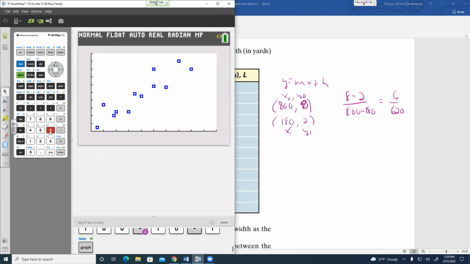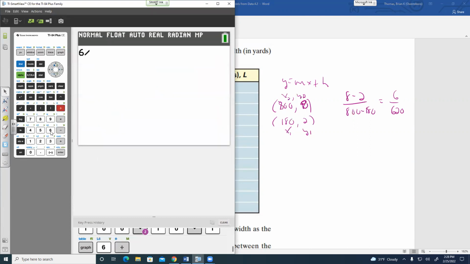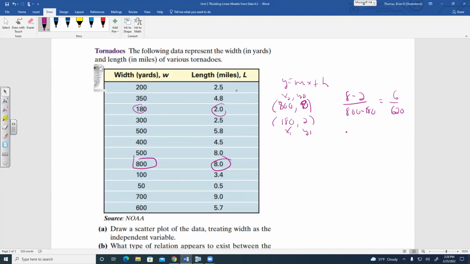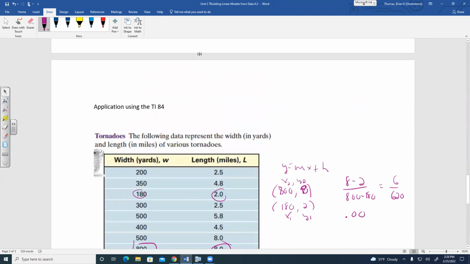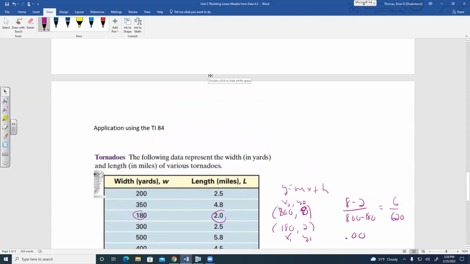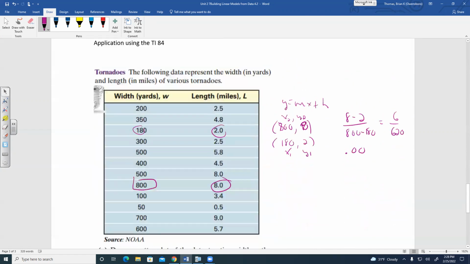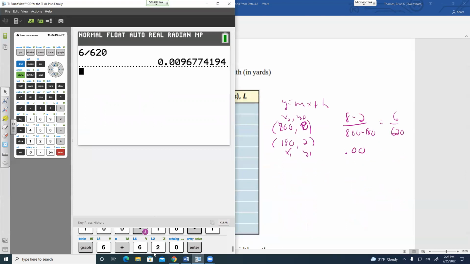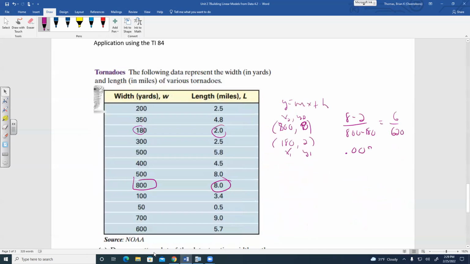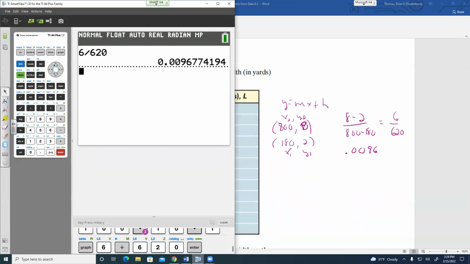So if we go ahead and divide 6 divided by 620, that's going to give me this number here. So let's round that to 4 decimal places like they were doing. 0.0096, or actually probably 97 if I'm rounding correctly.